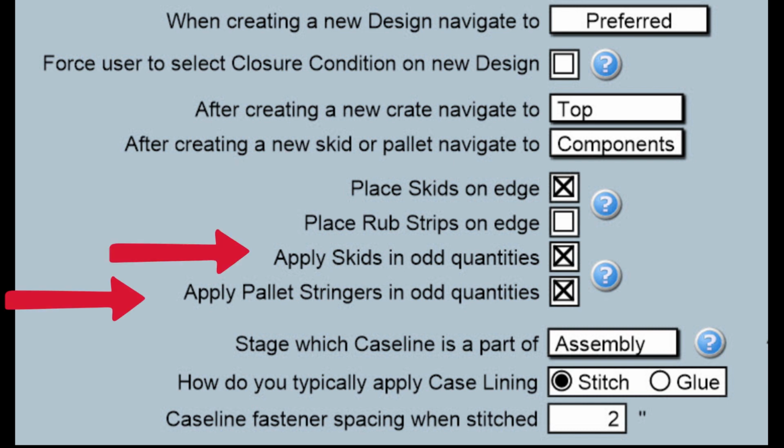You can force Crate Pro to apply skids on light-duty crates and stringers on pallets in odd quantities to assure there is always one skid or stringer in the center. This setting applies to all pallets and does not apply to crates with only 2 skids.